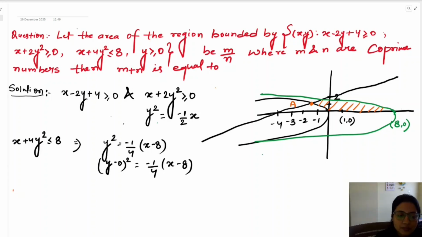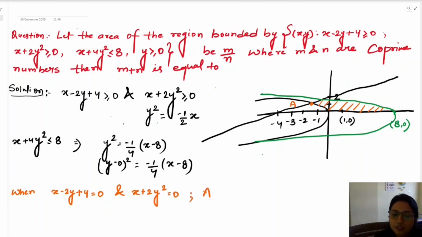So when we solve x minus 2y plus 4 equal to 0, and the other one, x plus 2y square equal to 0, we get the coordinates of point A, and that you will get as x equal to negative 2 and y equal to 1.